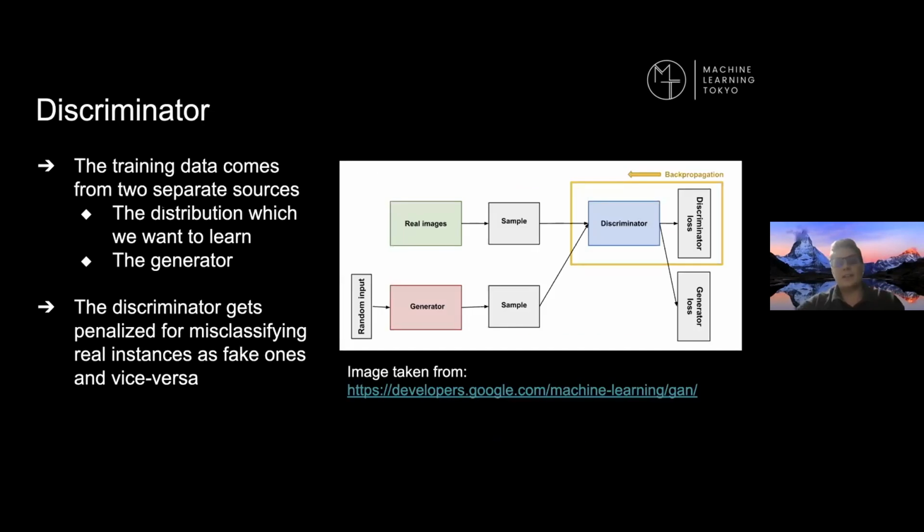So the discriminator really has two sources of training data. The one comes from the distribution that we want to learn, so the real images, for example. And we're just going to sample some images here and feed them to the discriminator. And also samples generated by the generator. And how we're going to train the discriminator is just to penalize it whenever it misclassifies the real instances as fake ones, or if it misclassifies the fake instances as real ones, because we want it to tell us which ones are fake and which ones are real.